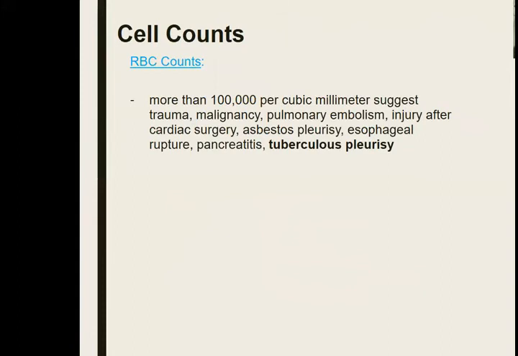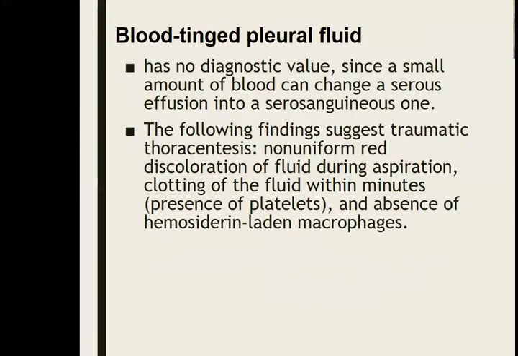Now, red cell count is also important. A small amount of red cells may be present, but if you see a large amount of red cells, then it is either a hemorrhagic pleural effusion or a traumatic pleural effusion. If it is a hemorrhagic pleural effusion, the causes are malignancy, pulmonary embolism, injury, asbestosis, esophageal rupture, and pancreatitis. So how do you differentiate whether it is due to trauma which you have caused while aspirating the pleural fluid, or it is a classical hemorrhagic effusion? What you can do is keep on aspirating. If it is traumatic, it will become less red in color as you keep on removing the fluid.